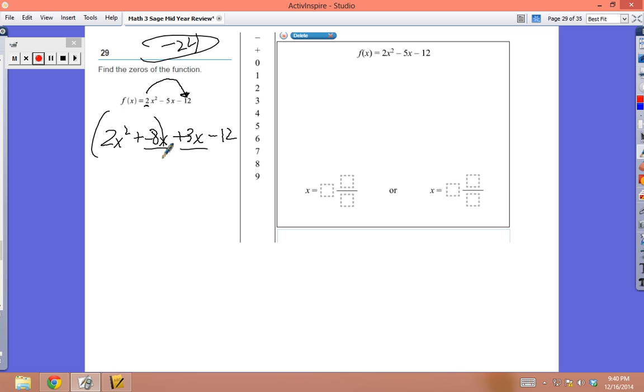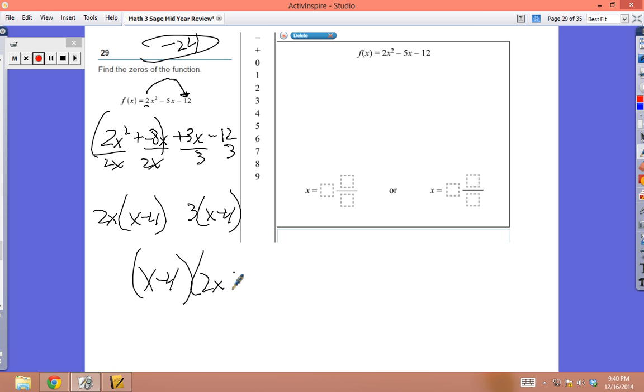So now group them. Group these two, divide them both by 2x, so it's going to be 2x times x minus 4. Divide these both by 3, so it's going to be 3 times x minus 4. So if you factor them, it's going to be x minus 4 in one group, and your other group is going to be 2x plus 3.